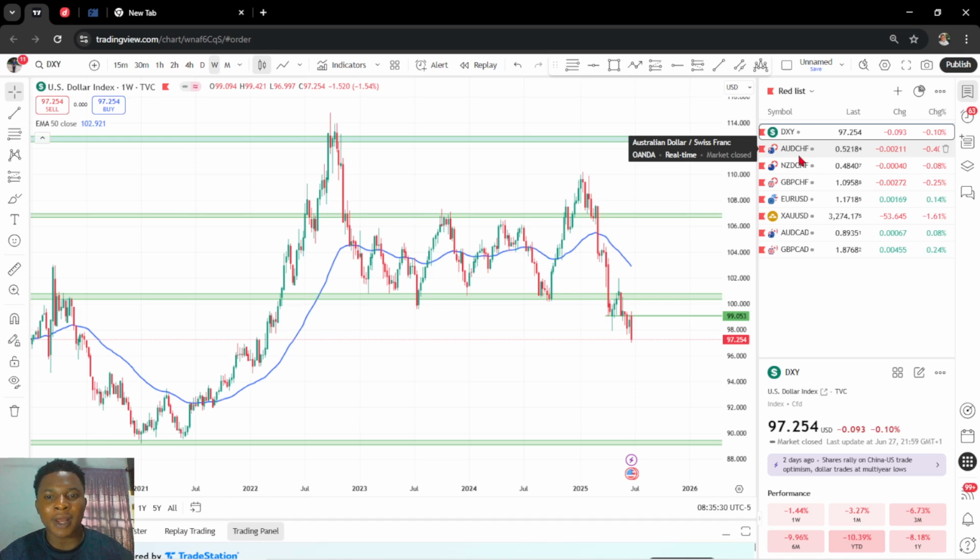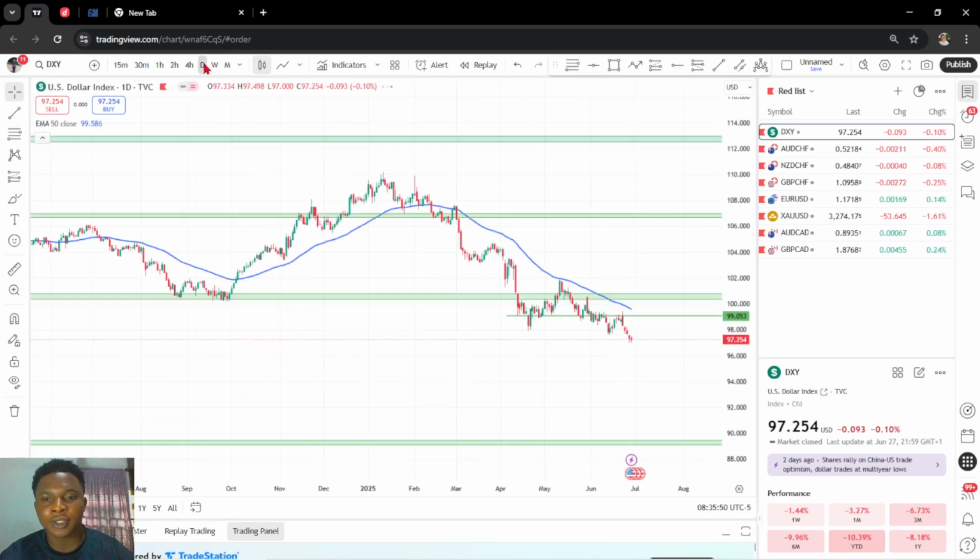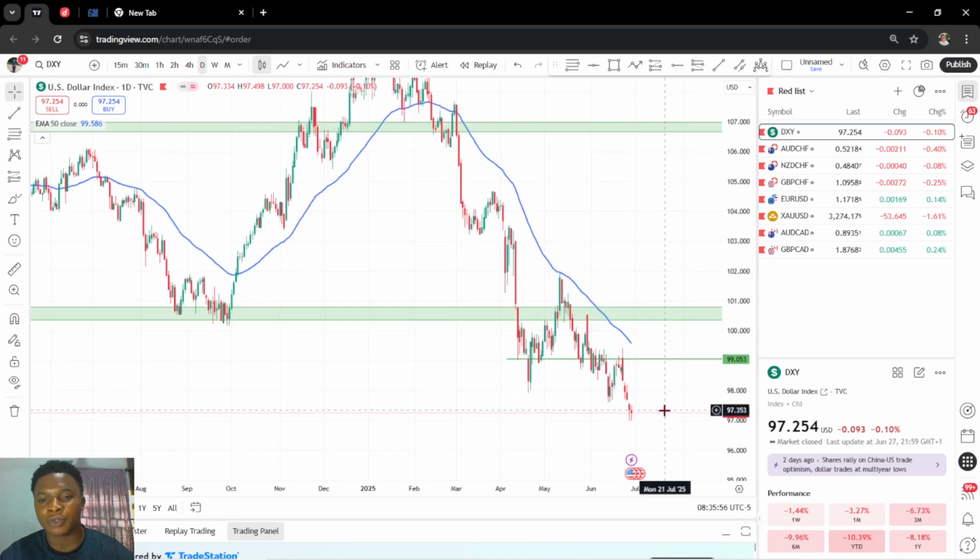The first on my list, how I normally do it, is I analyze the US index, and you can see in the long run the US dollar has been weak. I've been analyzing this pair for over a month now, and you can see it broke here and rotates back. If you check the daily time frame, it broke and rotates back. So this is a clear structure of a downtrend.